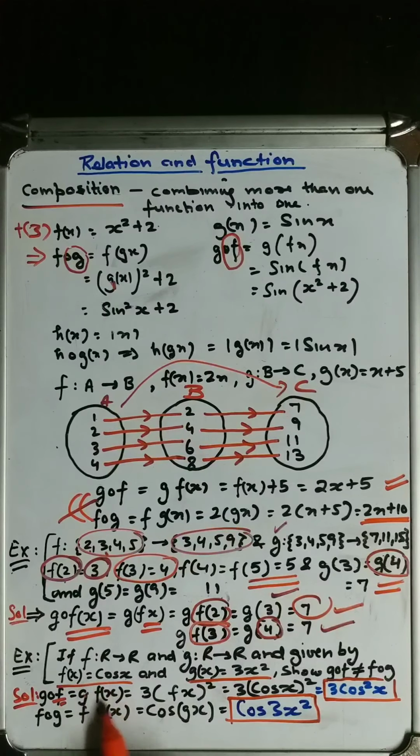Same way f of g. In this case, f is the function, this is the domain. f is the function, g is the domain. So write the function of x. Whatever is written first, write the function of that value. See this slowly. Function f is given, so write function f. This is what? cos x. Right? But in place of x, write the value of this function. What is the value of this function? 3x square. So write cos of 3x square. We can see that these two values are not equal.